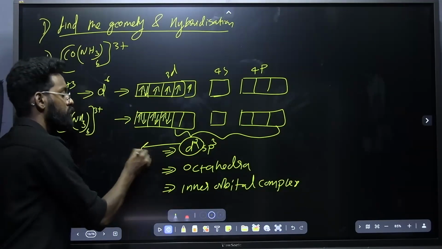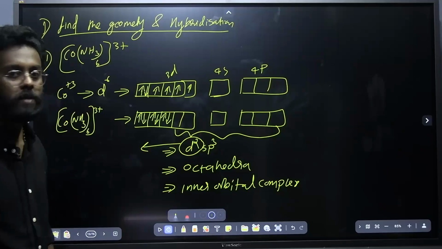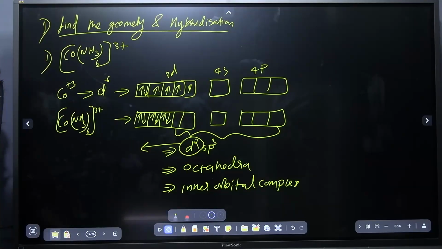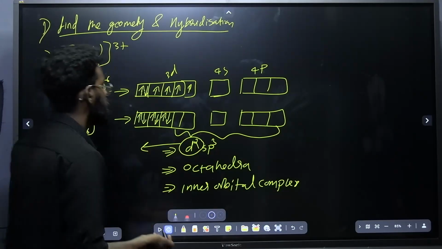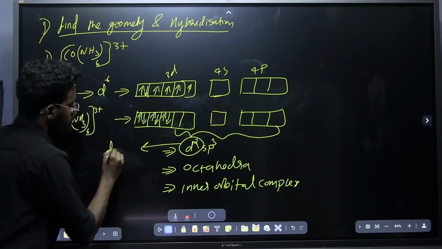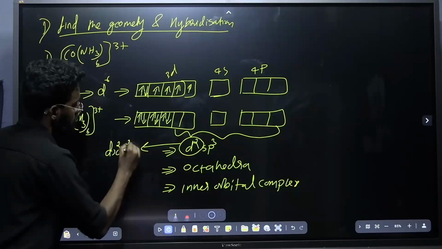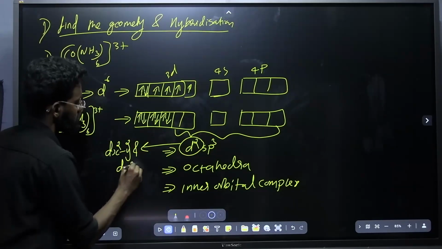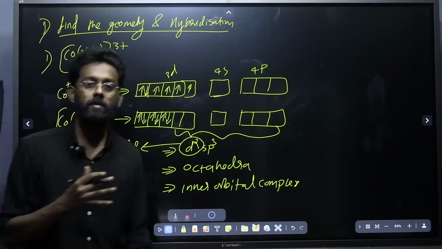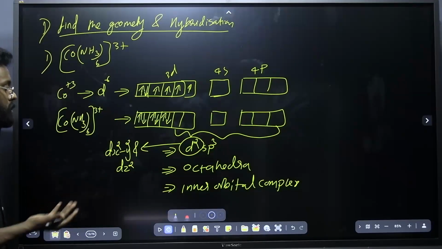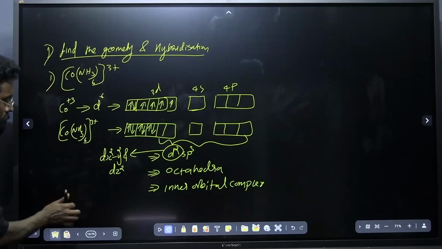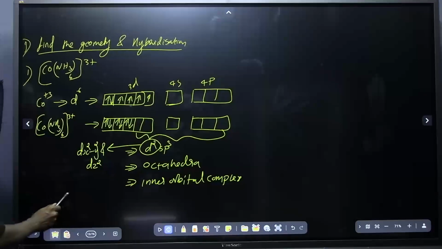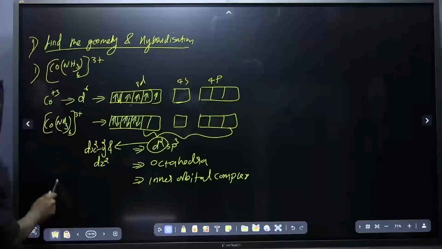Do you know which are the 2 d orbitals that will be involved in d2sp3 hybridization? We know there are 5 d orbitals. In that, which 2 d orbitals will be involved here? That is dx square minus y square and dz square. That is, the axial d orbitals will be involved in the hybridization first, then only the non-axial d orbitals will be involved. Okay, these are the points I want to add in this part.